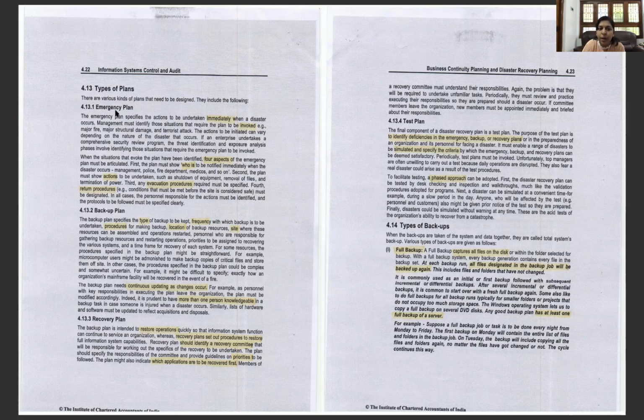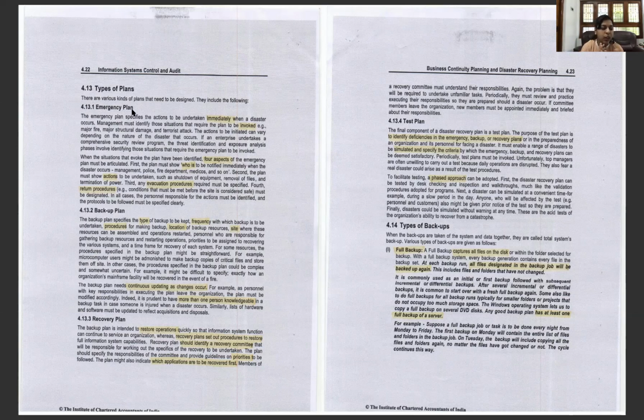So this emergency plan has four aspects. One is the who aspect. So who should be notified immediately? Who do we tell, oh, emergency here, now it's there. So who should be notified? And then, okay, they have been notified. What are the actions that should be done now? Okay, we are seeing what the actions are, and you have to evacuate the place.